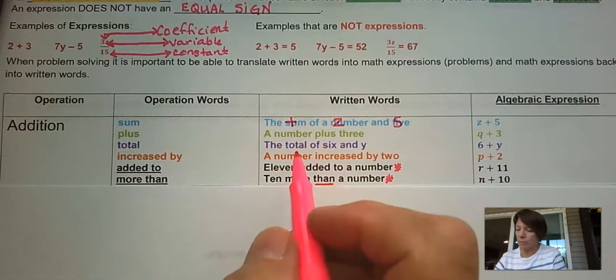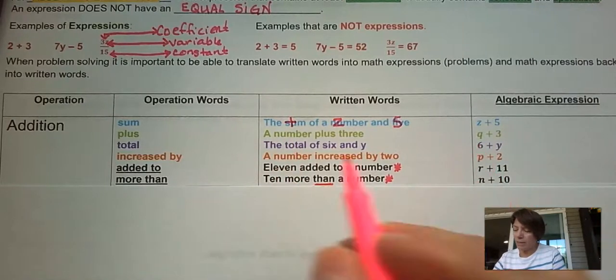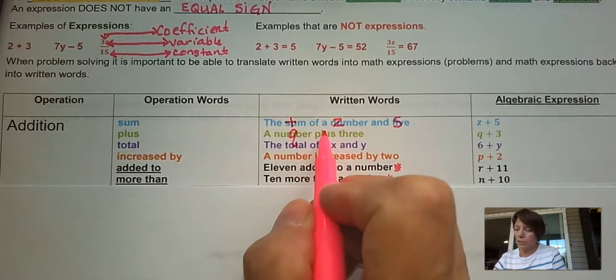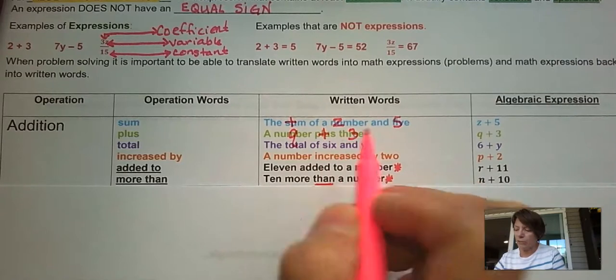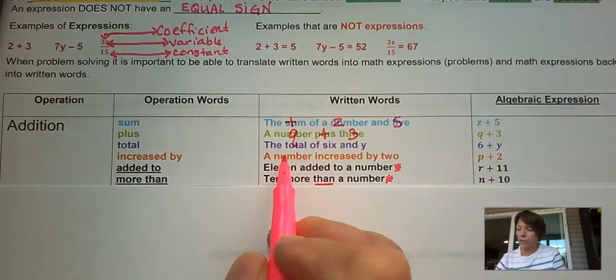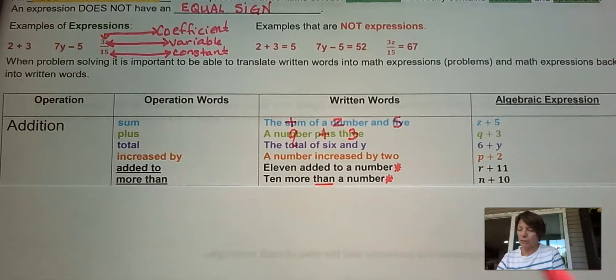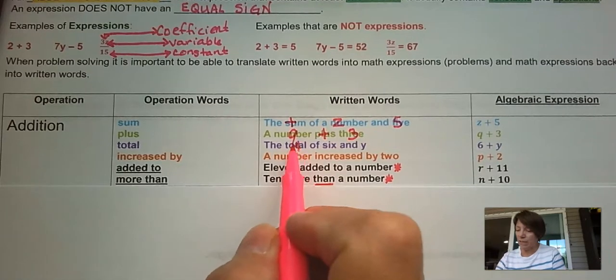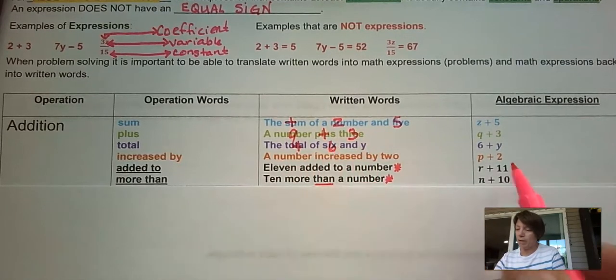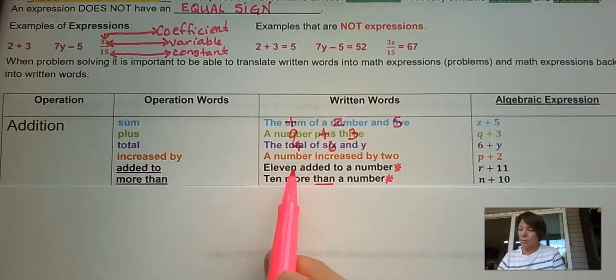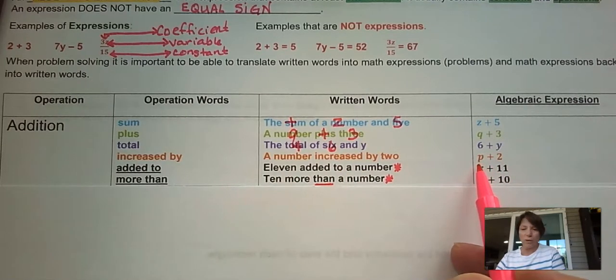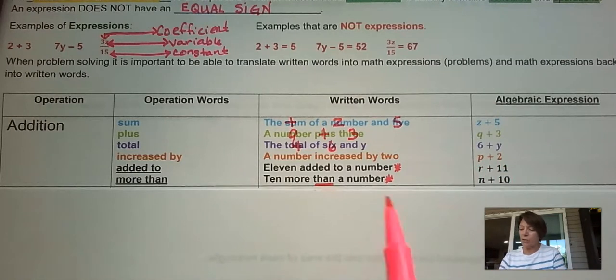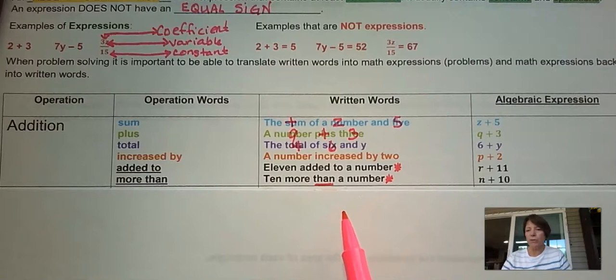We can do the same thing here. A number, we get to decide, I decided q, plus, we know that's add, 3, so that's very straightforward, q plus 3. The total, that means we're adding, of 6 and y. So 6 plus y. A number increased by 2. Start with whatever number we get to pick the variable, plus 2. Now the last two are a little bit tricky because the order reverses. Not super important with addition, but really important when we get to subtraction.